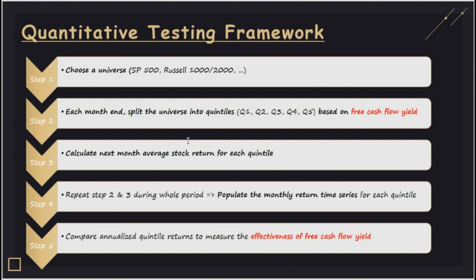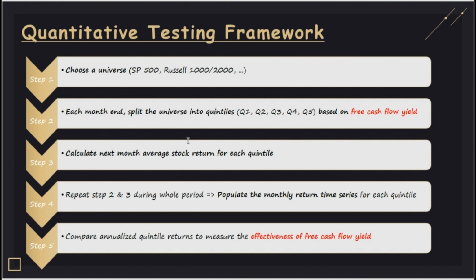stocks with the highest free cash flow yield values, the most undervalued stocks, and Q5 includes those with the lowest free cash flow yield values, the most overvalued ones. After that, step 3, for each quintile formed at the month's end, we calculate the average stock return during the next month and use that as a monthly return for the quintile.